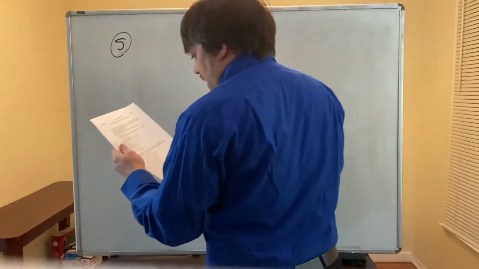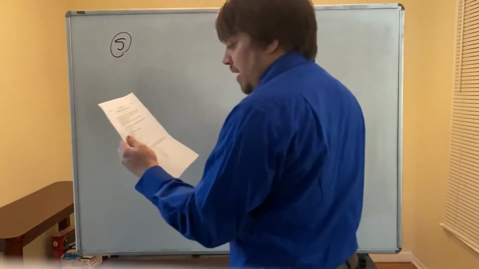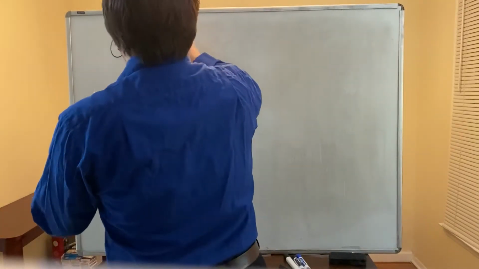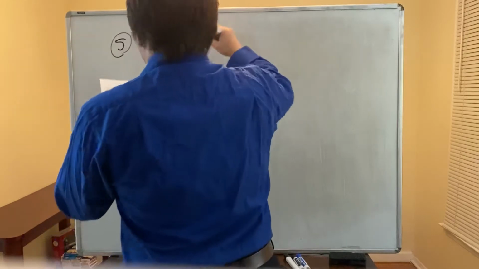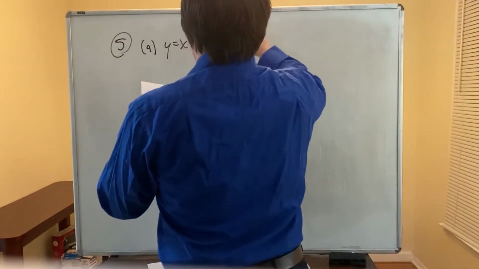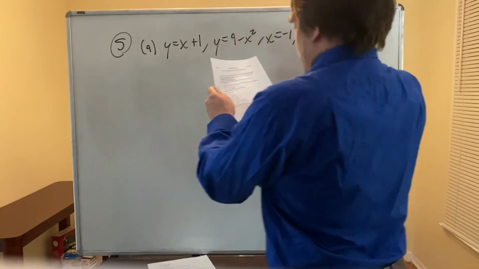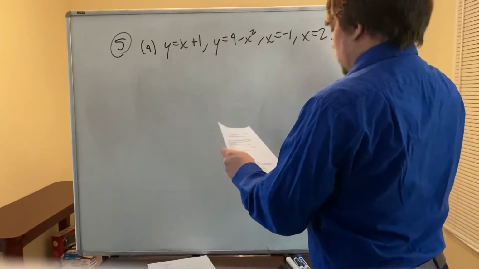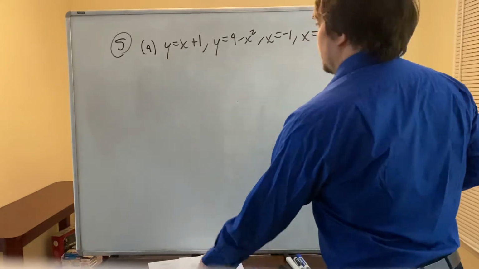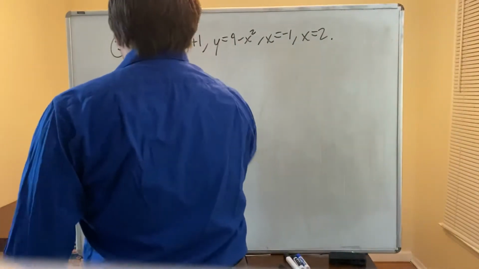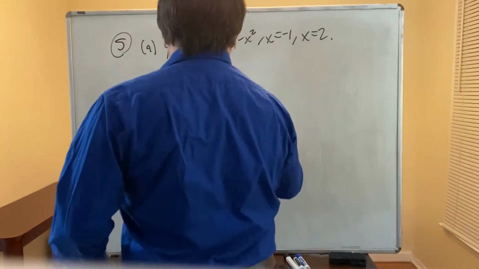So for 5 you want to evaluate the area between curves. For 5a, we have y equals x plus 1, y equals 9 minus x squared, x equals -1, and x equals 2. We're going to find the area between curves. So let's draw these curves out.